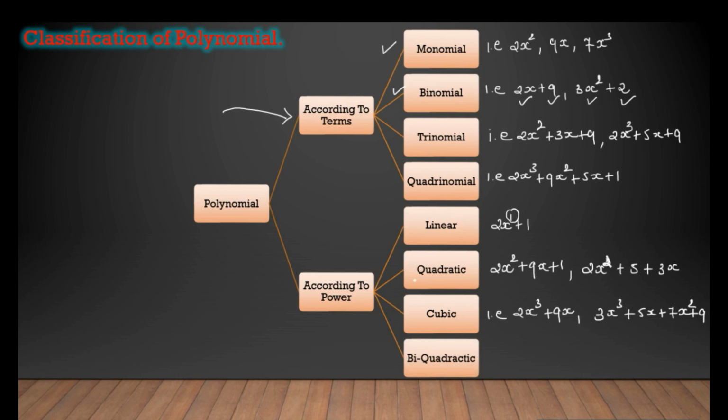Now biquadratic has highest power 4, like 4x raised to 4 plus 3x cube plus 9x. Simply you can write 5x raised to 4 plus 1. This is also considered a biquadratic polynomial. Okay, so this is it.